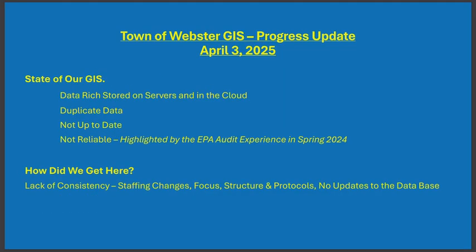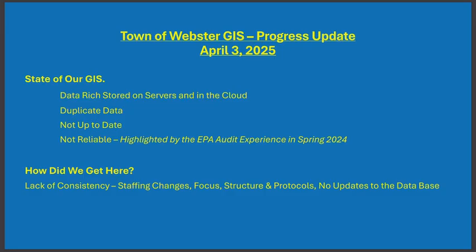So our GIS, we know that it's got a lot of information in it. We've also come to the realization that it's probably got a lot of duplicate data in it. And unfortunately, it's not been updated significantly, I would say, for a while. And at that point, what this does is it makes it an unreliable tool for us.